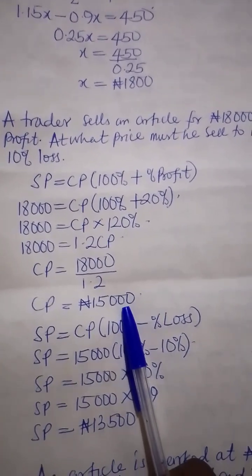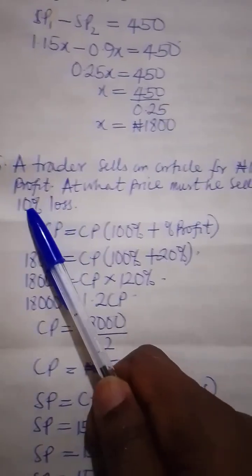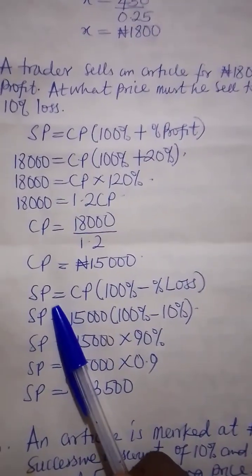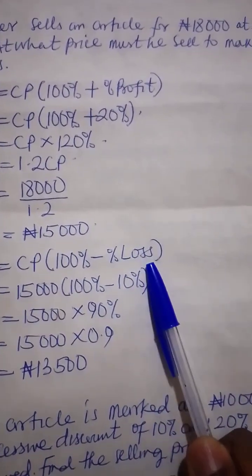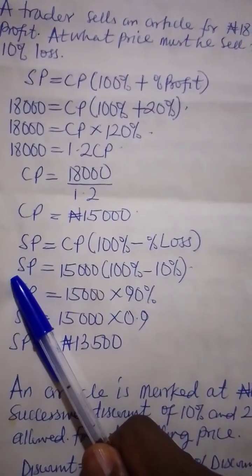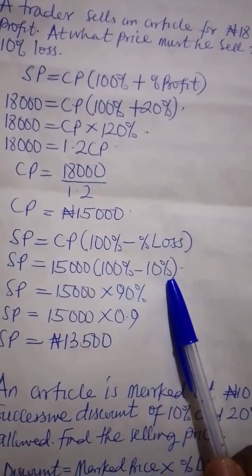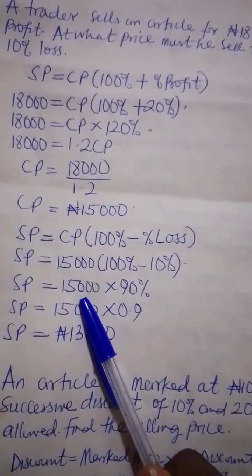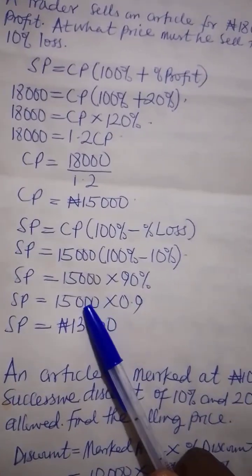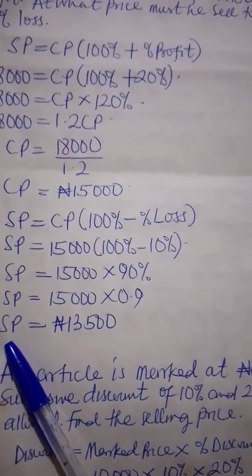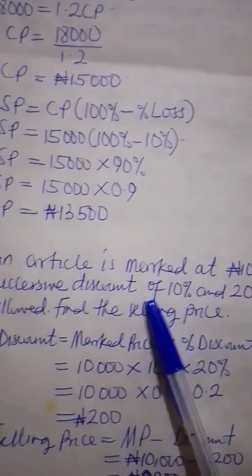Now we know the cost price. So the second part of the question says, at what price must he sell to make a 10% loss? So we quote the formula again. SP is CP 100% minus percentage loss. So our SP that we are told to look for, which is the selling price, the CP that we looked for, 15,000. 100 minus 10, that's 90%. 90% of 15,000, 90% is like saying 90 over 100, that's 0.9 times 15,000. So our new selling price will be 13,500.